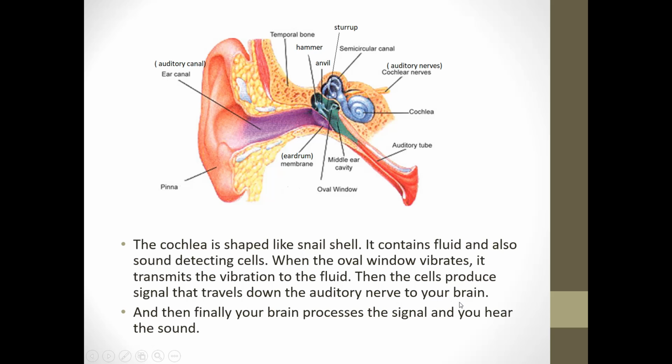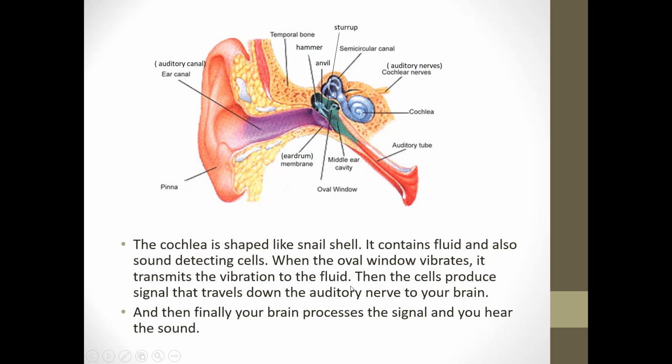So there are cells inside the cochlea. What is the role of these cells? It is to transmit the vibration, to transfer the vibration from a wave to an electric signal to the nerves.